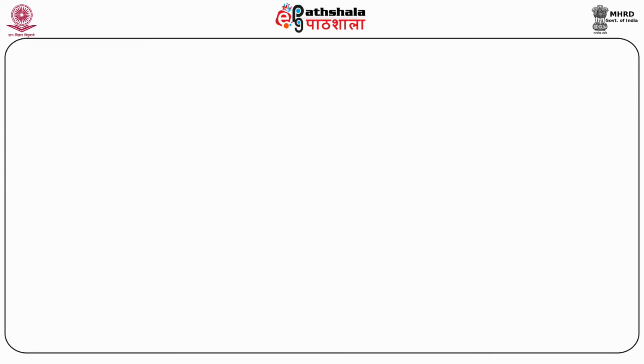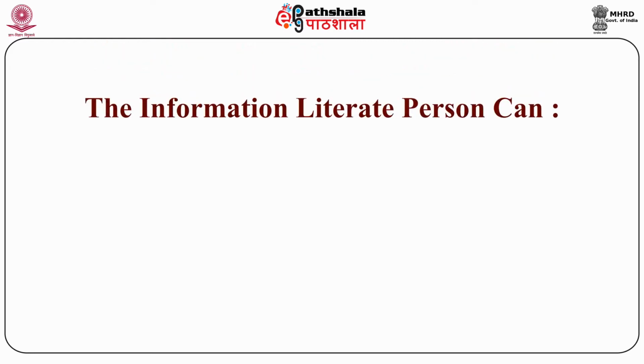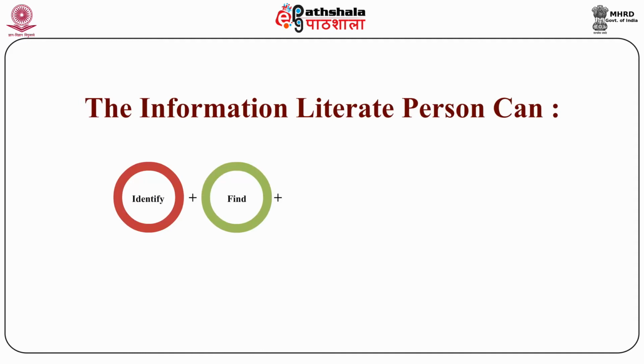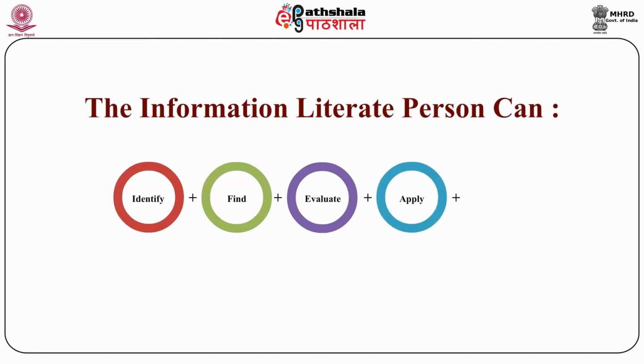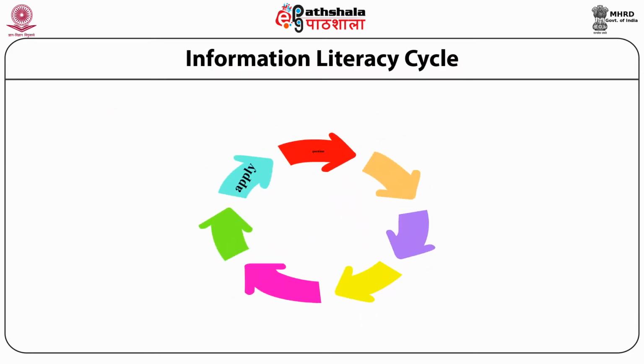This is the visual show of the information literate person. The person is able to identify the first component, then able to find the second component, then able to evaluate the third component, then able to apply and acknowledge the information. Here is the information literacy cycle.